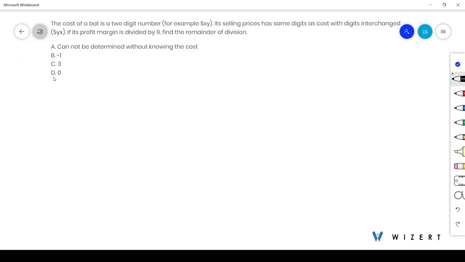Our question is, the cost of a bat is a 2-digit number, for example XY dollars. Its selling price has the same digits as the cost with the digits interchanged. Suppose it is YX dollars. If its profit margin is divided by 9, find the remainder of the division.